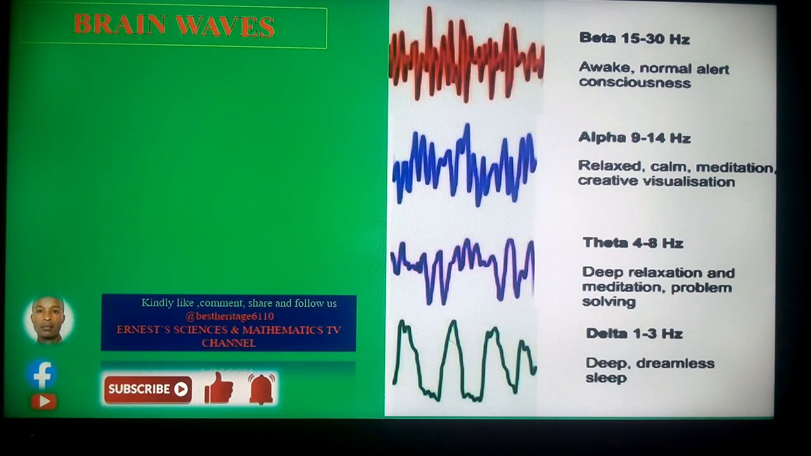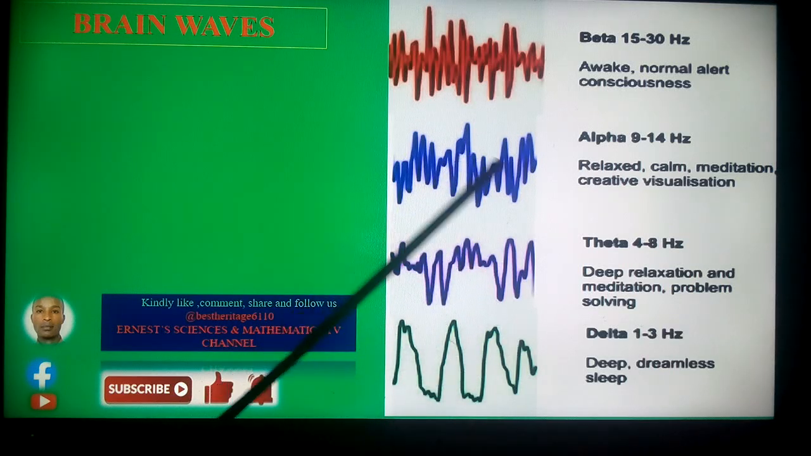In this case, the delta waves are going to show this specific pattern on the EEG, which shows deep or dreamless sleep. These are various interpretations that we get from these different signals of the brain. For deep relaxation, meditation, or a problem solving state, we're going to see this particular section of the electroencephalogram displayed.